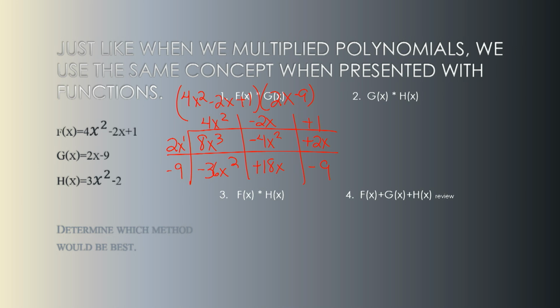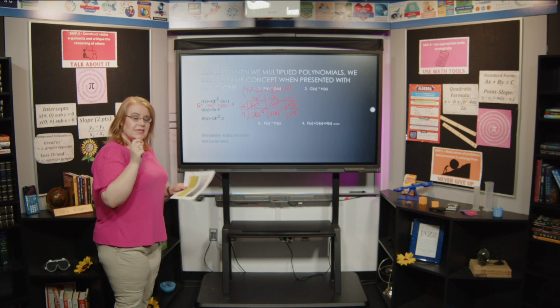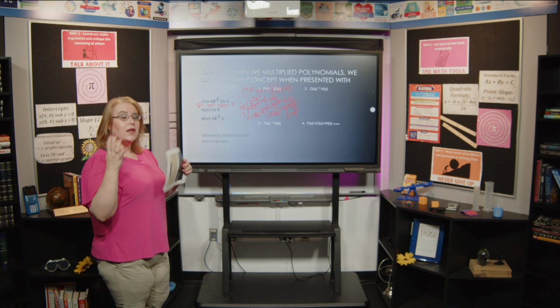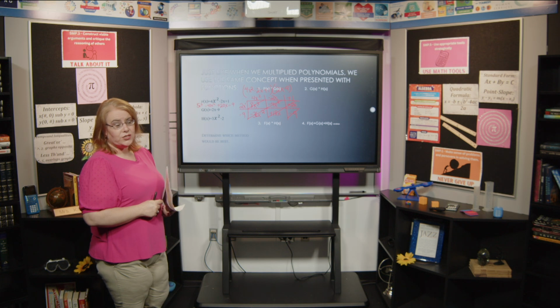I am adding corner to corner. So I have 8x to the third. Negative 36 plus a negative 4 is going to give me a negative 40x squared. 18 plus 2 is going to give me a positive 20x. And then my constant. 8x to the third minus 40x squared plus 20x minus 9. Check your work, check my work, see if everything was done, make sure that we put like terms together, and see what you got as the answer.